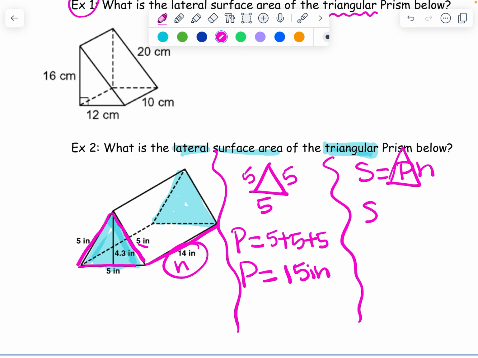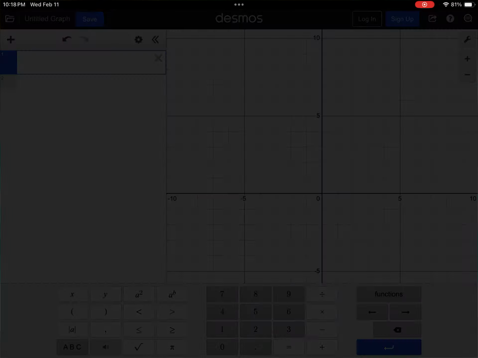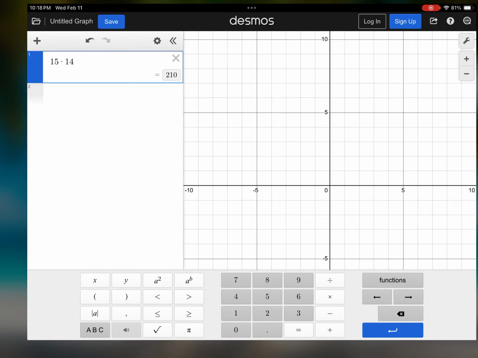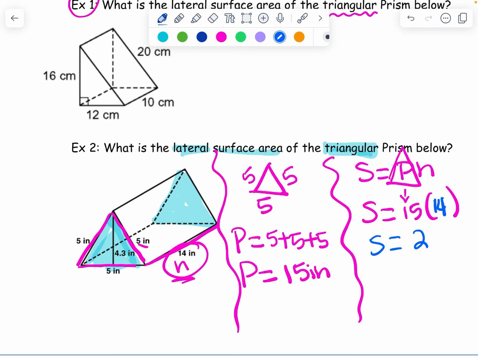Okay. So I'm going to write S equals, and I know the perimeter is 15. And then I had already identified the height, and the height is 14. And I normally put the H first, but I kind of went too fast, I guess. Then all you have to do is put that in decimals and do 15 times 14. So I'm going to put 15 times 14. And the surface area is 210 inches squared. And I'm going to block my answer.